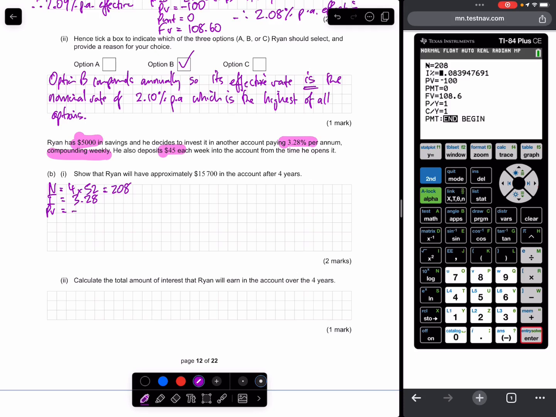He put 5 grand in the account, so negative 5,000. He's making $45 payments, so negative 45. Solving for FV, we want to know what's going to be in there after 4 years. PY and CY: he's paying weekly and it's compounding weekly, so PY and CY are both 52. Interest rate 3.28, negative 5,000, negative 45.